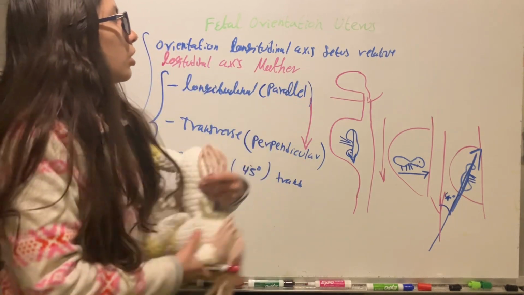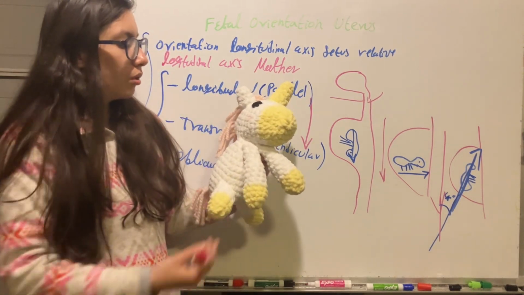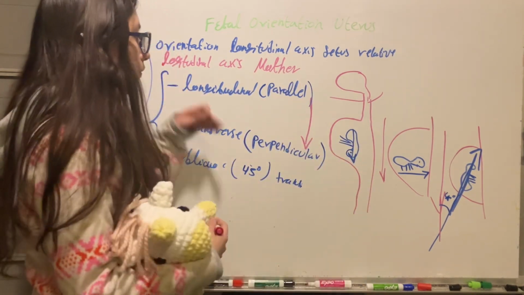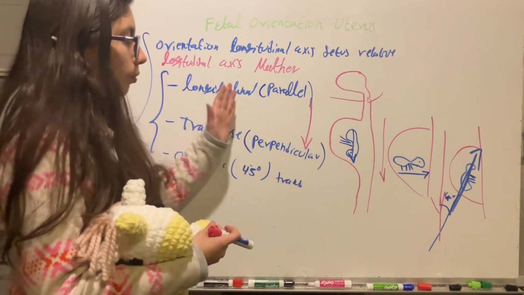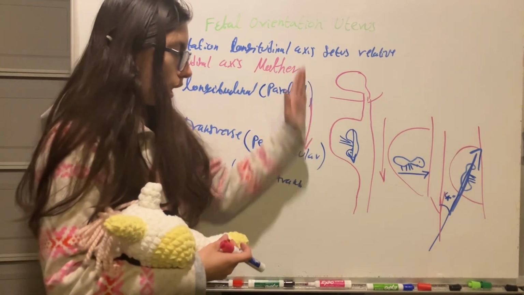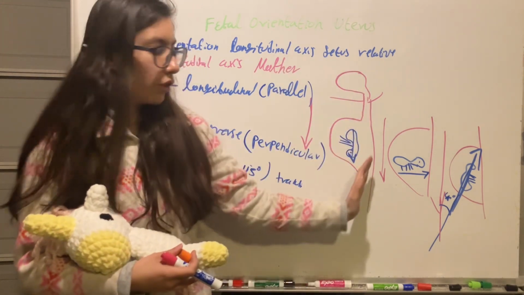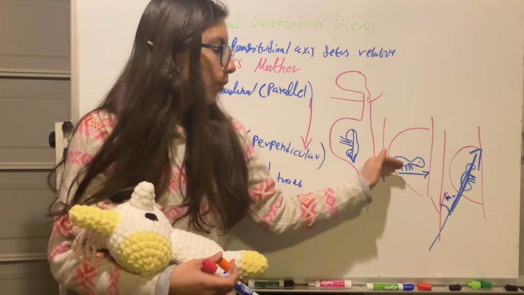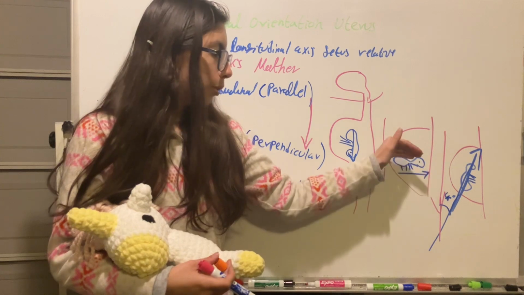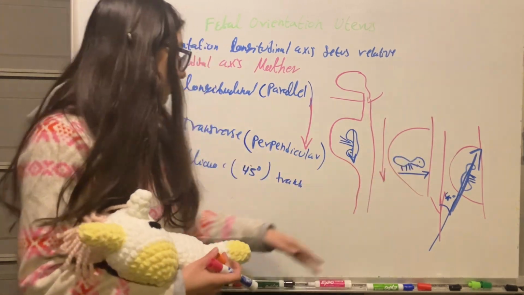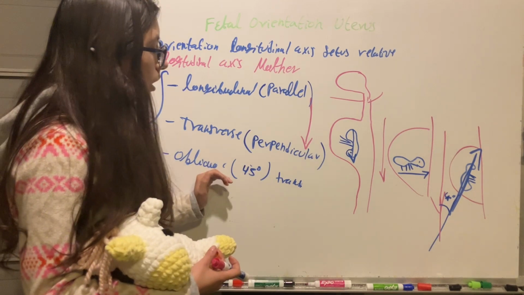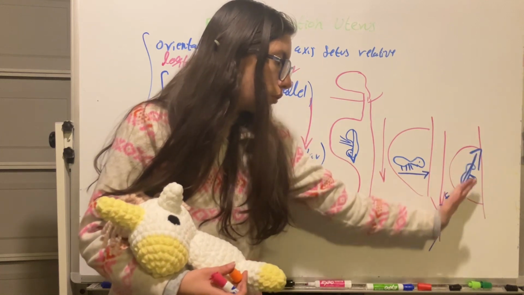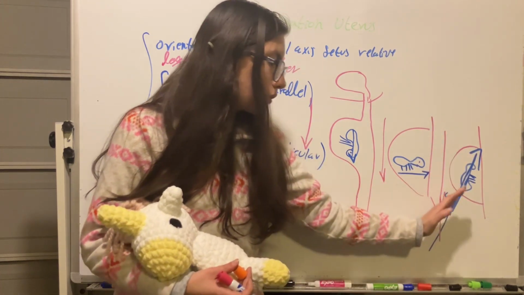So fetal orientation in uterus is the orientation of the longitudinal axis of the fetus relative to the longitudinal axis of the mother. We can have longitudinal orientation, which is when the longitudinal axis of the mother is parallel to the longitudinal axis of the fetus. The transverse orientation, where the longitudinal axis of the fetus is transverse or perpendicular to the longitudinal axis of the mother, and the oblique orientation, which is a transitory orientation, where the angle between the longitudinal axis of the fetus and the longitudinal axis of the mother is 45 degrees.